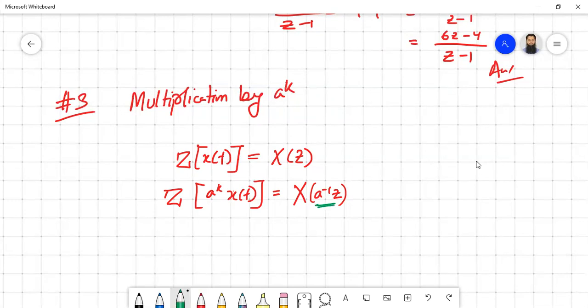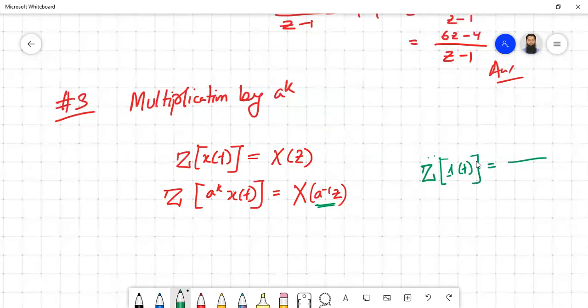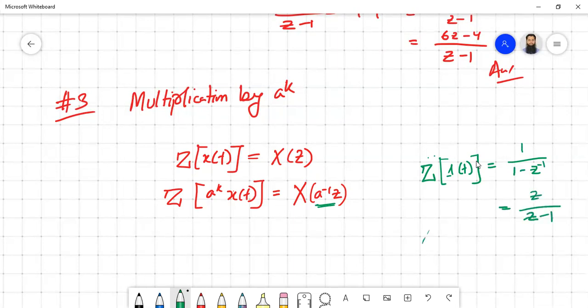So you have a function, say the Z transformation of the unit step. The Z transformation of 1(t) is basically 1 by 1 minus z inverse, or actually z by z minus 1. Now the Z transformation of a^k times 1(t), if you take the first example, will be 1 over 1 minus a inverse z. So wherever you have z, z will be simply replaced by your new variable, a inverse z. This is what this theorem is all about.